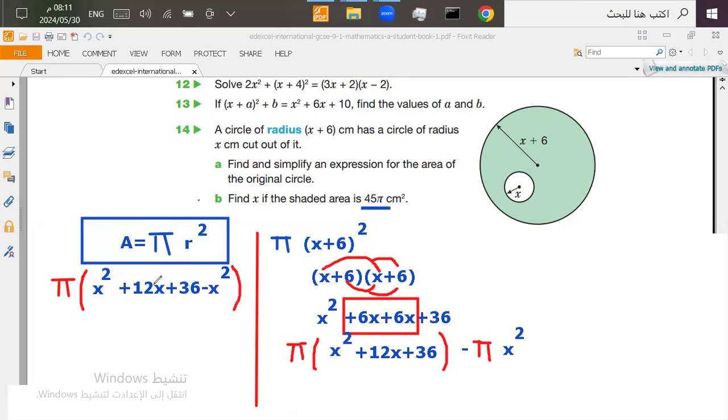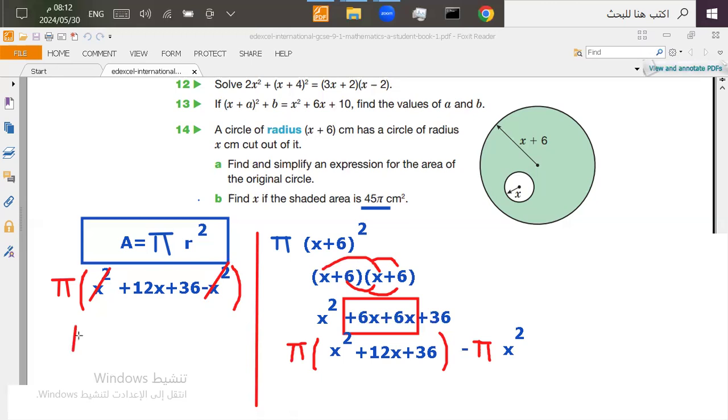Okay. Now, as we said, we left pi as a common factor outside, and then we wrote this, and then minus this, which is the x squared. Now I do the calculation and simplify as much as possible. So the x squared and the minus x squared will become 0 like this. They will be lost. So pi multiplied by 12x plus 36. That's the final calculation that we have for the area of the shaded part.